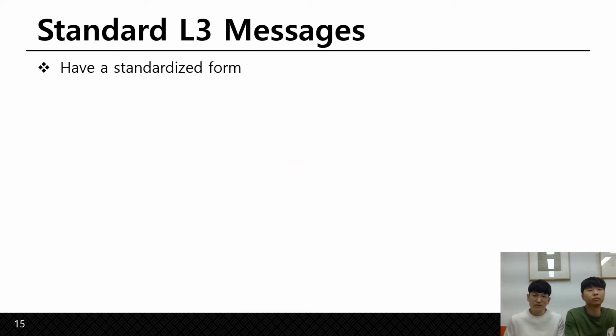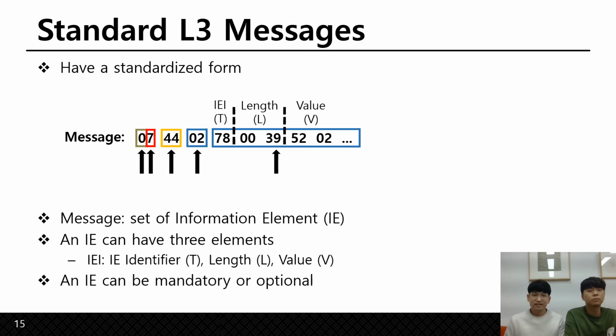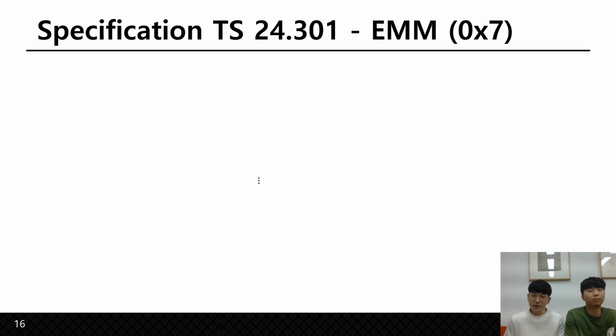We focus on standard layer 3 messages which have a standardized format. A message consists of a set of fields which is called information elements, whose short form is an IE. IEs can have three elements: IE identifier, length, and value. Of course, IEs can be either mandatory or optional. Each message structure is specified in the document.